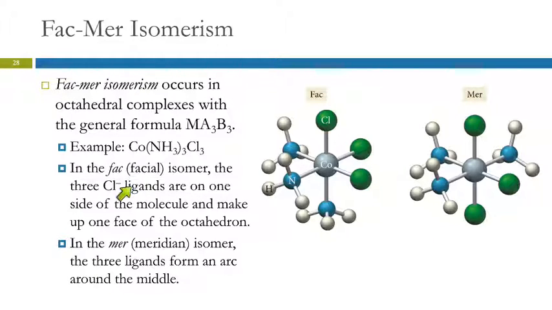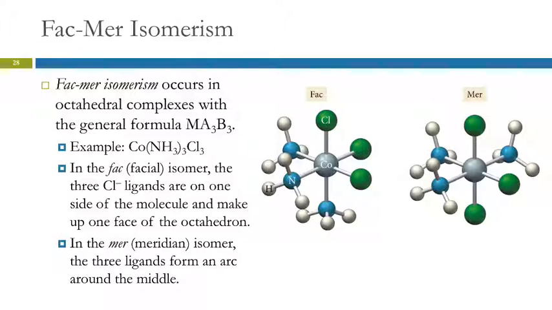So the facial isomer, or the Fac isomer, has the 3 chlorine ligands on one side, and they make a triangle. One of the faces of the octahedron is composed of 3 of the same ligand. In this isomer, you would make a face by using this one and that one. You can't draw a triangle face using the 3 chlorines or the 3 ammonias. So this is called meridian.